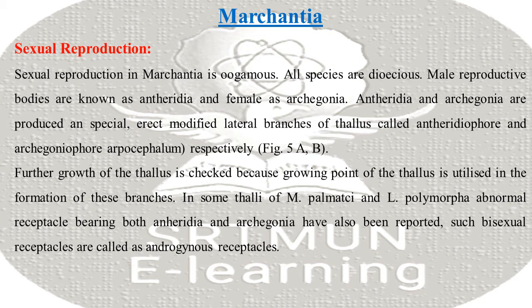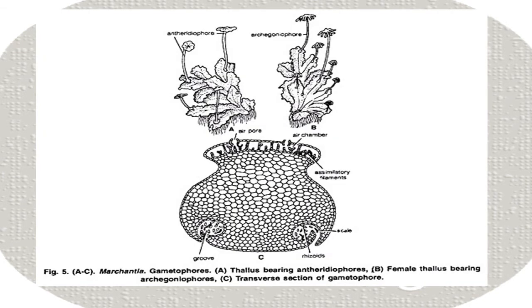Such bisexual receptacles are called androgynous receptacles. Now, next, the diagrammatic representation of Marchantia gametophores. In figure A, male thallus bearing antheridiophores. We can see antheridiophores. Figure B, female thallus bearing archegoniophores. We can see archegoniophores. And lastly, figure C, transverse section of gametophore. We can see air pore, air chamber, rhizoids, groove, and scales. That is the diagrammatic representation of Marchantia gametophores.